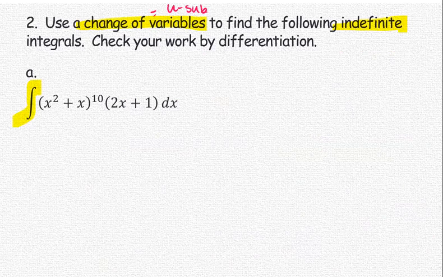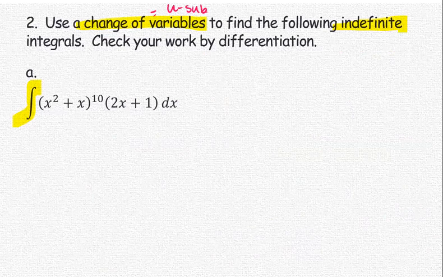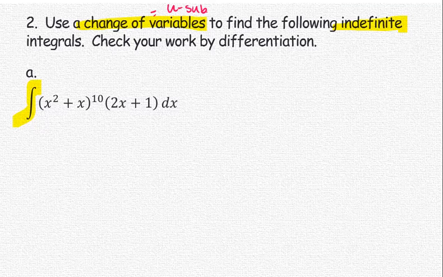The expression that we have is the quantity x squared plus x to the power 10 multiplied by 2x plus 1. To determine the u, or the new variable, think about the expression: x squared plus x to the power 10 times 2x plus 1. Which one is more complicated? Could you tell me which form is complicated? The power 10 or the 2x plus 1?